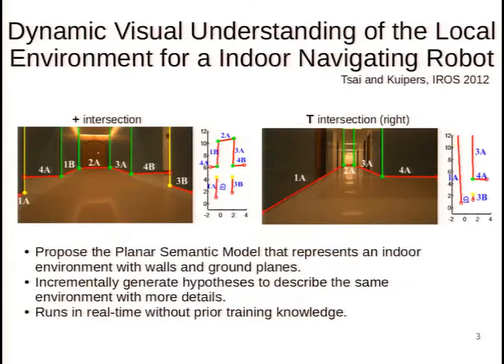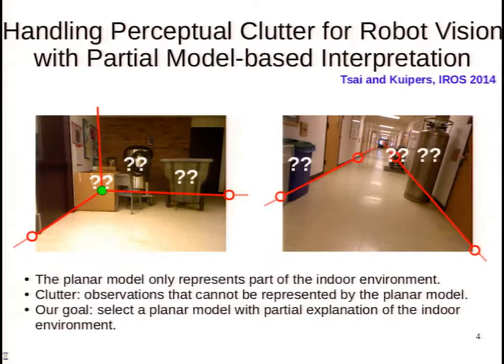A year later, in IROS 2012, we extended this framework to handle environments with more complex structure, for example, environments with multiple hallways connected by several intersections. Our previous work has been focusing on indoor environments that are empty and clean. So this year at this conference, we extend this framework to handle cluttered indoor environments.